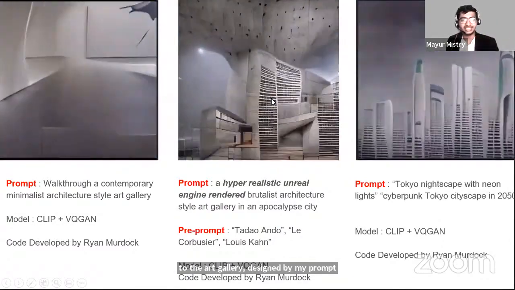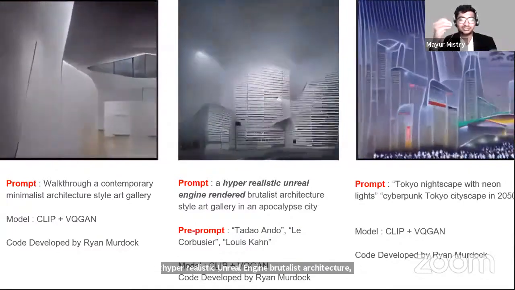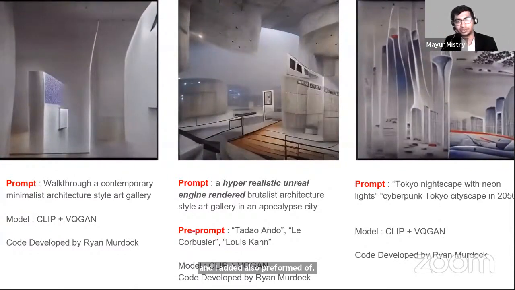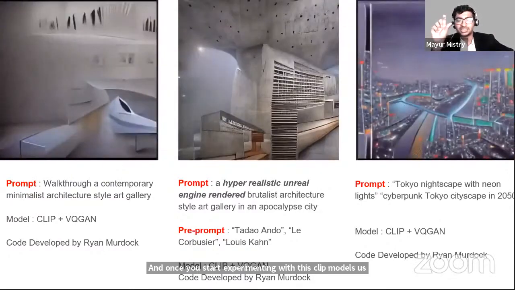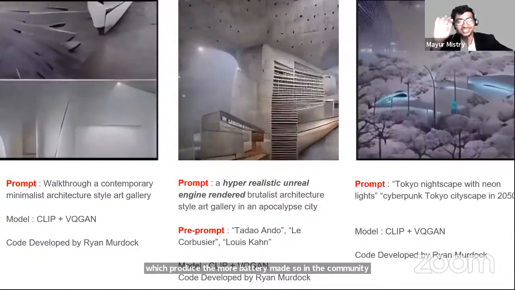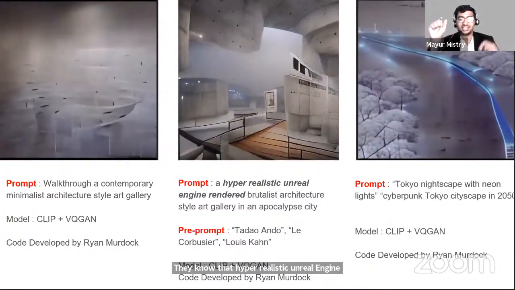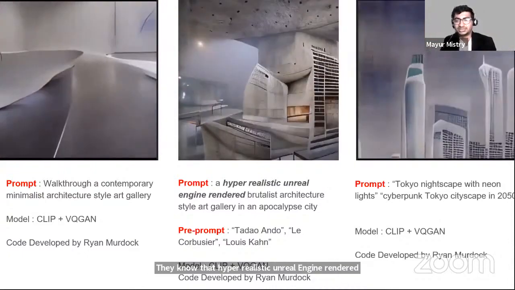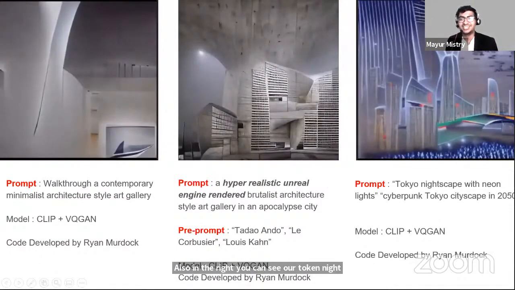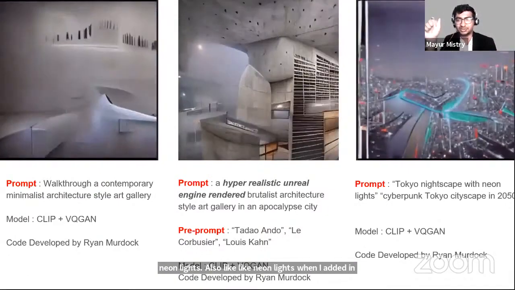designed by my prompt. Second is a hyper realistic Unreal Engine brutalist architecture, and I also added a pre-prompt of Tadao Ando, Le Corbusier, Louis Kahn. And once you start experimenting with these CLIP models, you'll start realizing what are some keywords or prompts which produce way better images. So in the AI art community, a lot of people, after their experiments, know that hyper realistic and Unreal Engine rendered are some keywords which are producing way better output. Also on the right, you can see a Tokyo nightscape with neon lights. Also, neon lights, when I added them in a few of my explorations, created a really aesthetic look in the output.